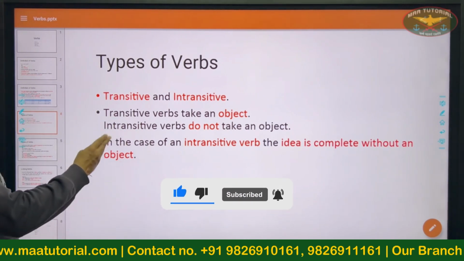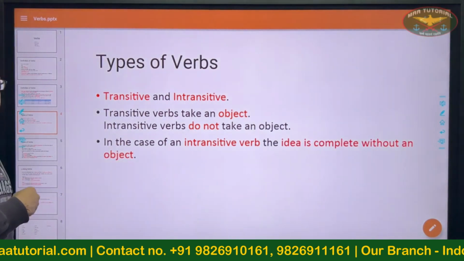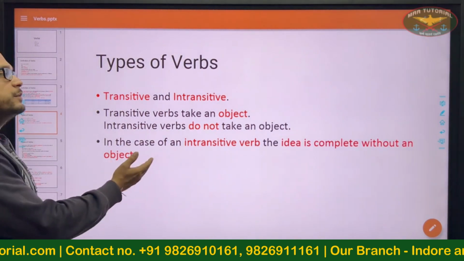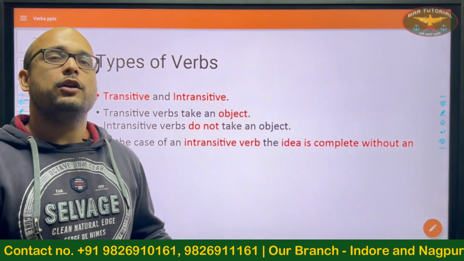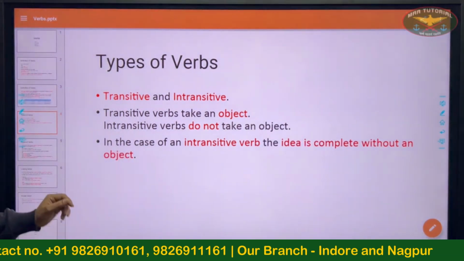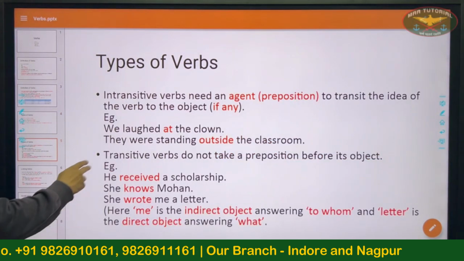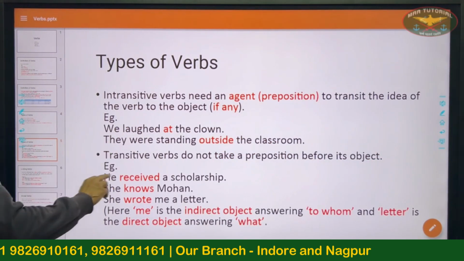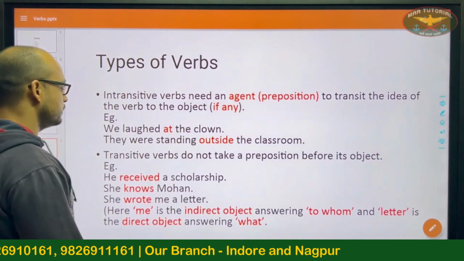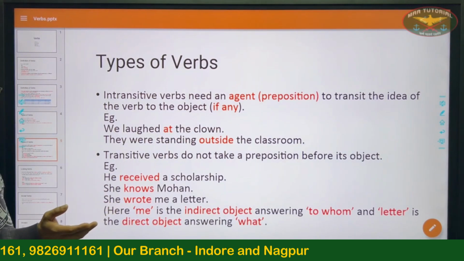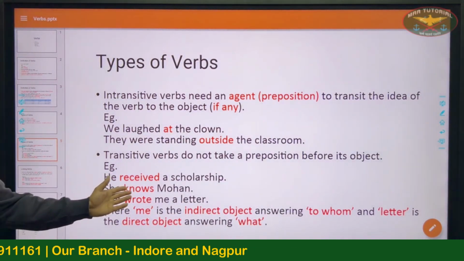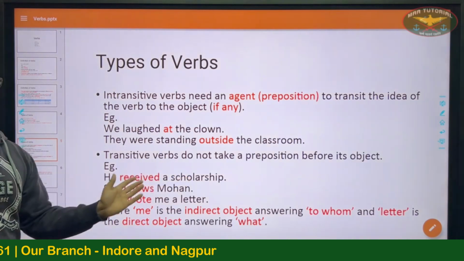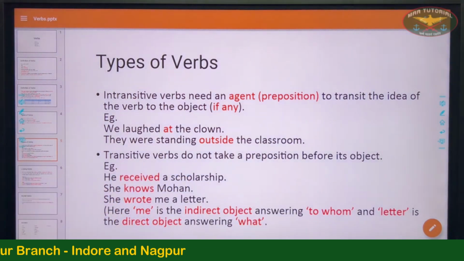Difference being transitive verbs take an object because they can transit an idea by themselves. Intransitive verbs do not take an object. They can't transit the idea by themselves. If they take an object, then they will take it along with an agent, a preposition. Like we saw here, we laughed at the clown. They were standing outside the classroom. Transitive verbs do not take a preposition before their objects. He received a scholarship. All of those are able to transit the idea by themselves to the object.